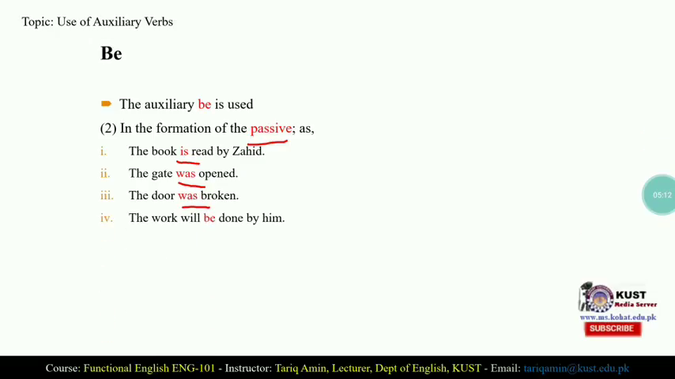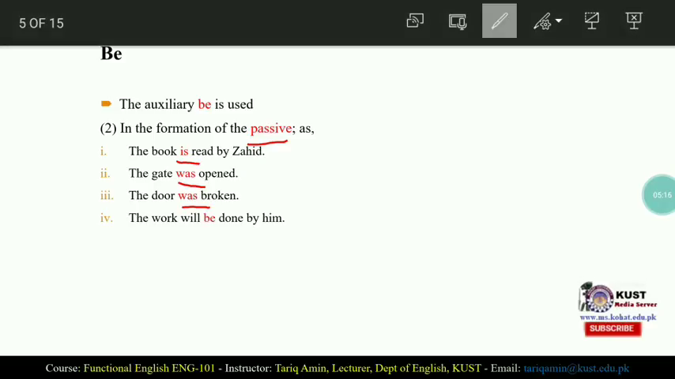The work will be done by him. Same is the case with this example as well. This example is in the passive voice.